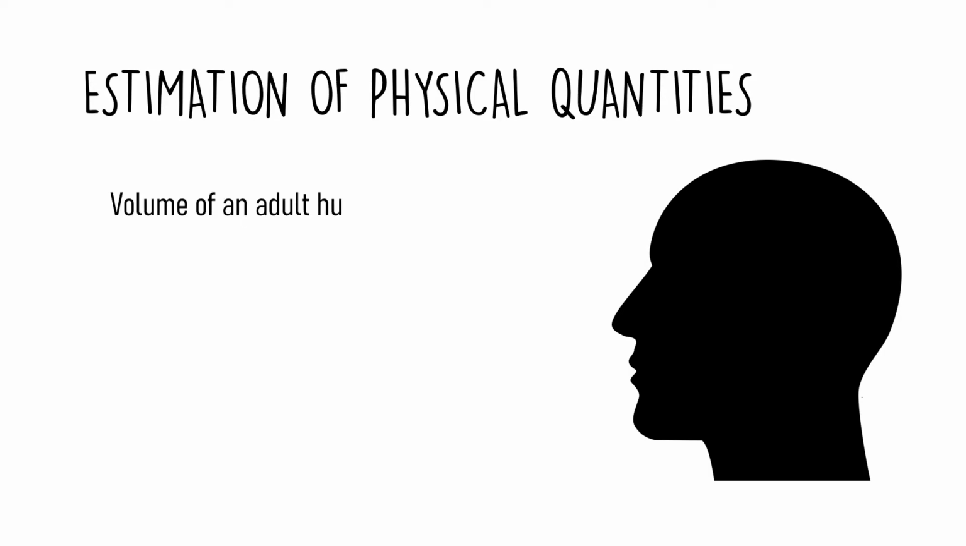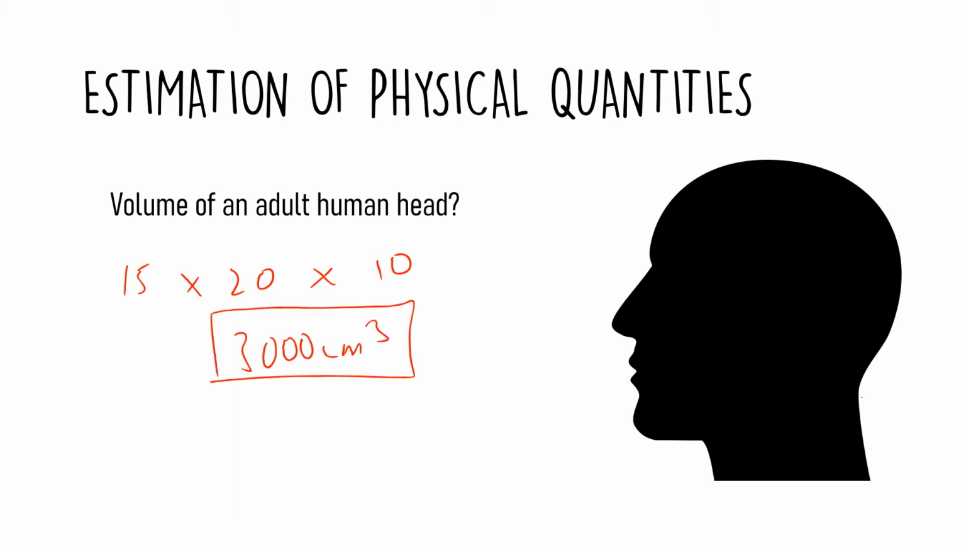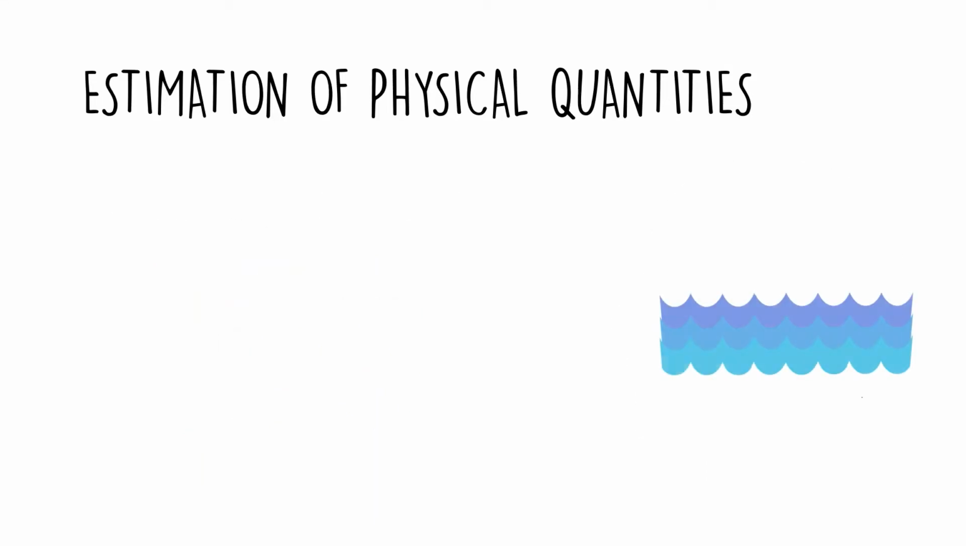Then they ask, what's the volume of an adult human head? In this case, I would say use a ruler and measure the dimensions of your own head. For me, it came out to be 15 into 20 into 10, and if I calculate that, it turns out to be 3000 cubic centimeters. You can just use the ruler to find your own length, breadth, and height, but they will accept anywhere around 2000 to 9000 cubic centimeters.